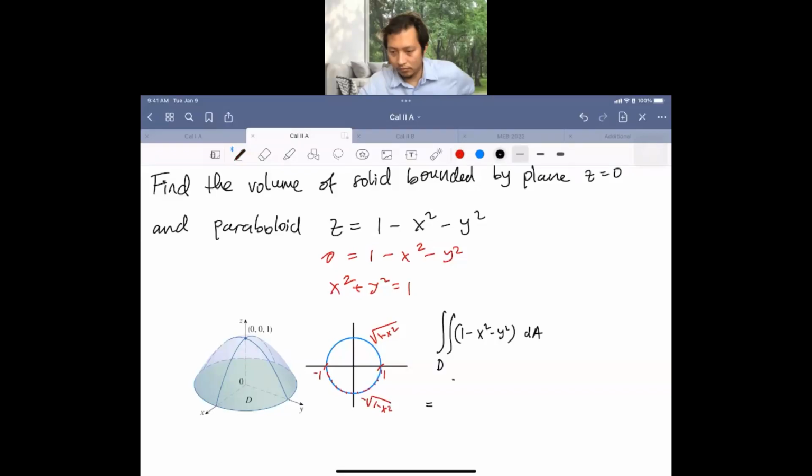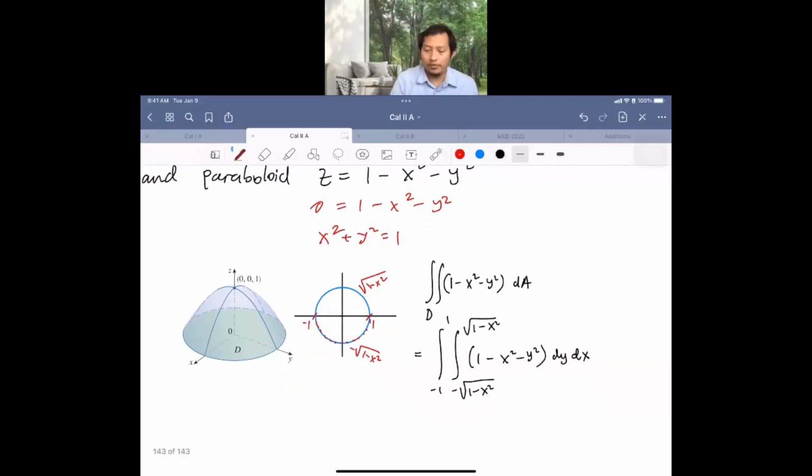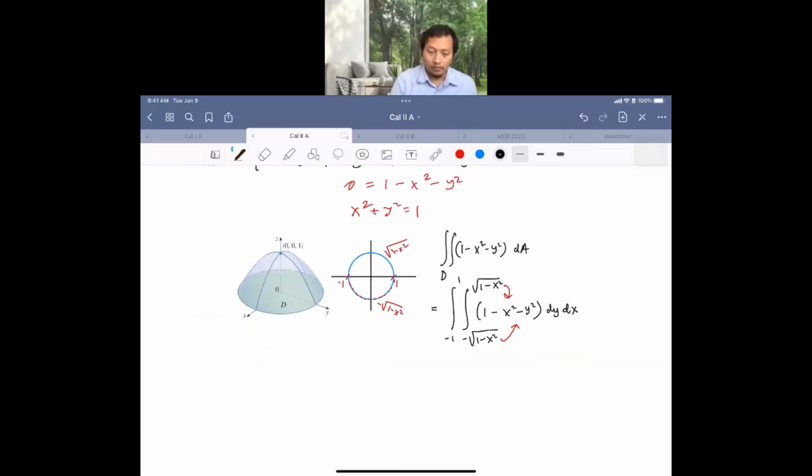So we could also write this as the integral from -1 to 1, with y from -√(1 − x²) to √(1 − x²), of 1 minus x squared minus y squared dy dx. This could happen, but if you try to force your way through and plug in the square root, it will be very, very difficult, right?